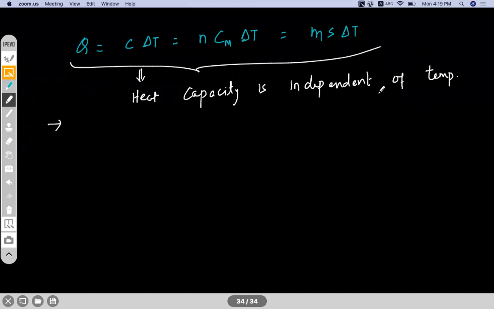Okay. Fine. Now, you see, under different conditions, what is the value of heat capacity? Based on this relation. This relation you must keep in mind.